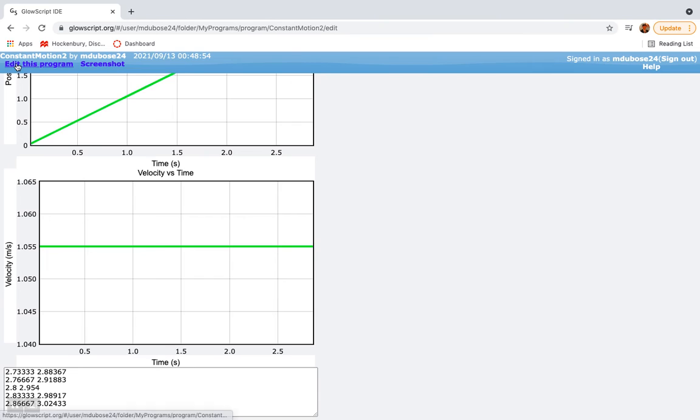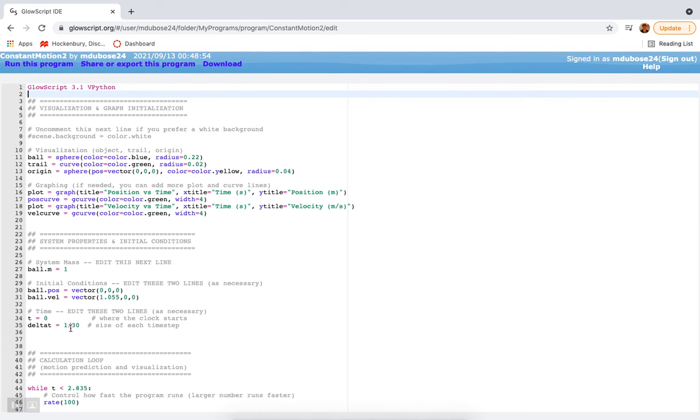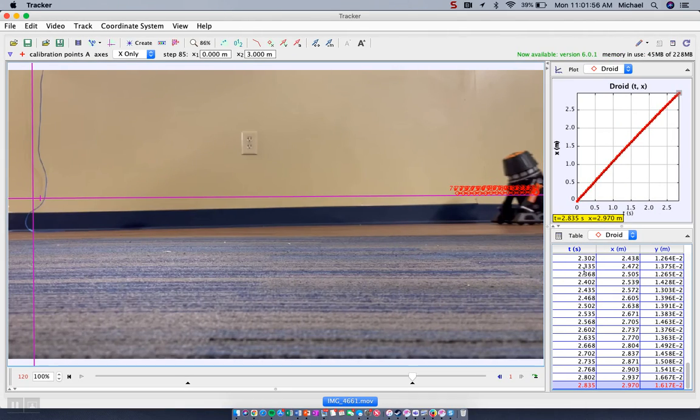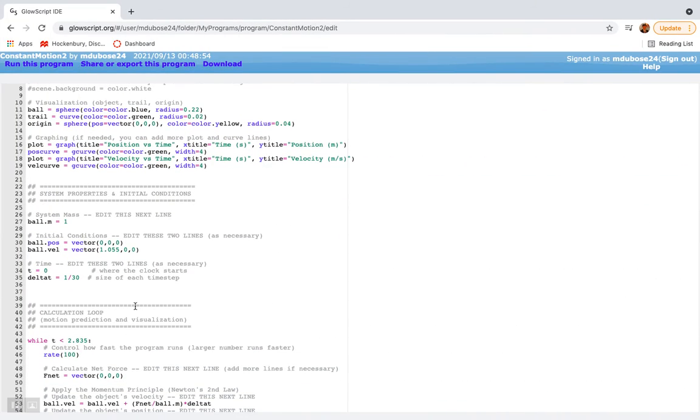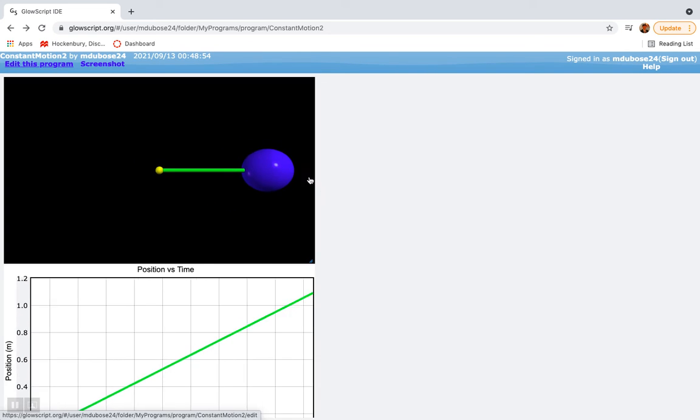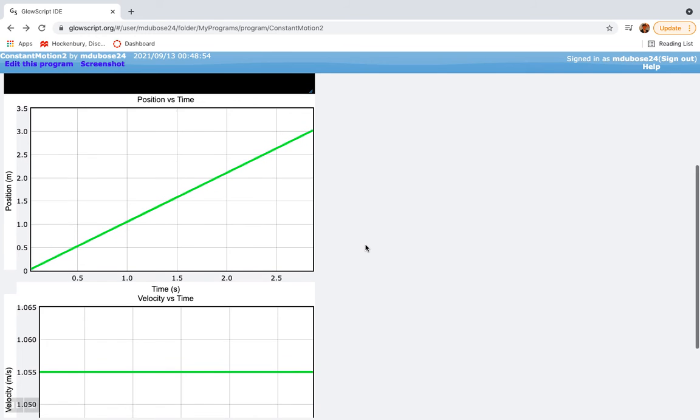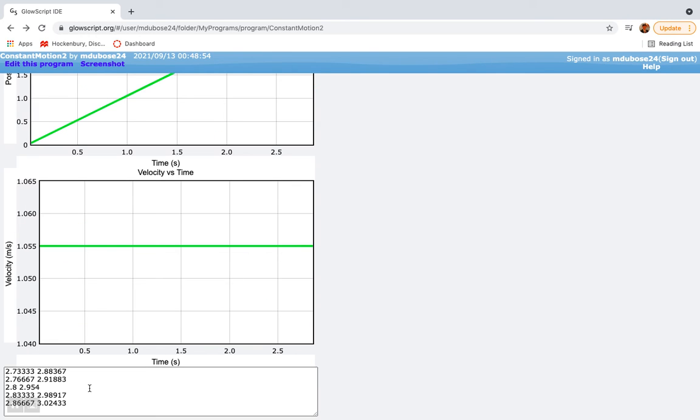So here in our program, as you can see, I changed a few things. I changed 1.055 to be our velocity. I changed delta t to be 1 over 30 since our Tracker was recording things in increments of 1/30th of a second. And then I changed the upper bound time to be 2.835. So we run this program. As you can see, it stops right before it gets to 3 meters, which is exactly the distance that we covered in Tracker.